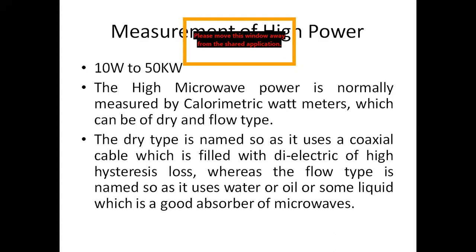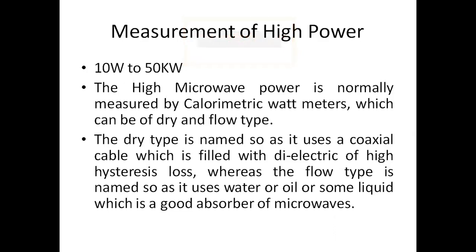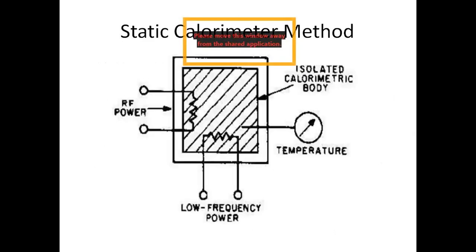In the dry type, we fill the coaxial cable used in the measurement with a dielectric of high hysteresis loss. And in the flow type, we can use water or oil or some liquid that is a good absorber of microwaves. So this is how we can measure the power.